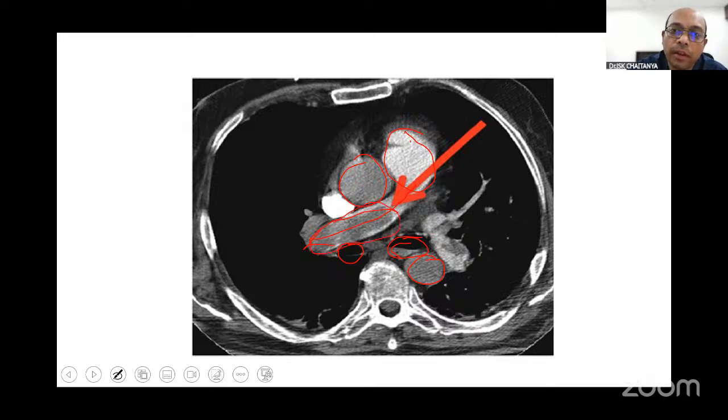You can see the pulmonary artery arising, which is showing white contrast opacification. But as it grows, giving rise to the right pulmonary artery, we see a filling defect. This indicates it's a pulmonary embolism.